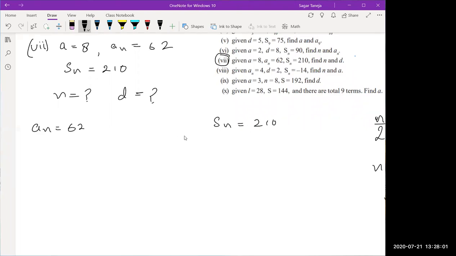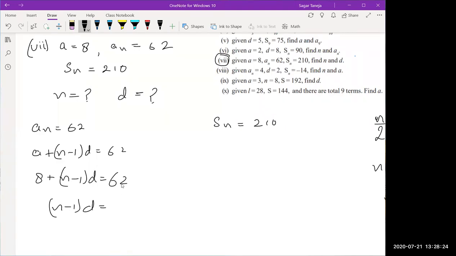I think something like this we have done earlier. an can be written as a plus n minus 1 d, where the value of a is given as 8. So 8 plus n minus 1 d, and n minus 1 d, just bring this 8 this side, 62 minus 8 will be 54. Make this the first equation. Do not solve it further because we don't know the value of n and d, so leave it here only.